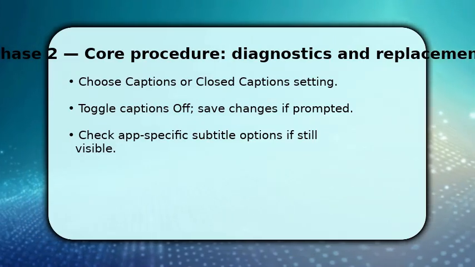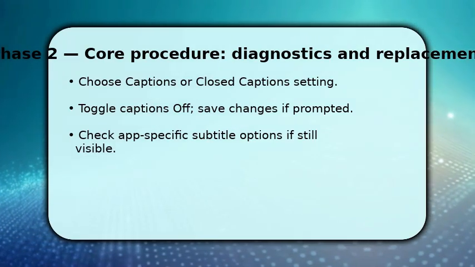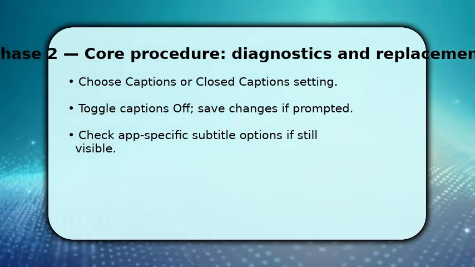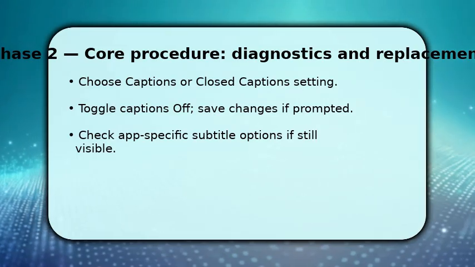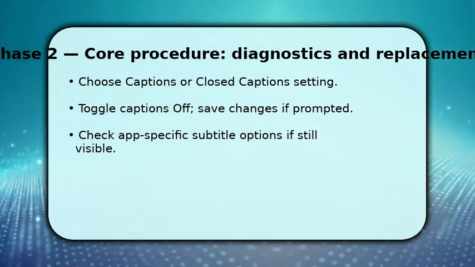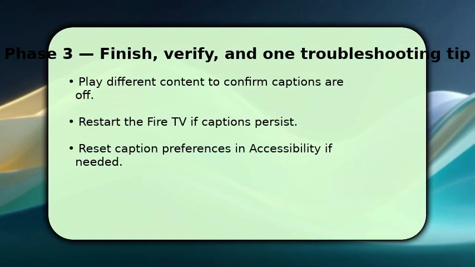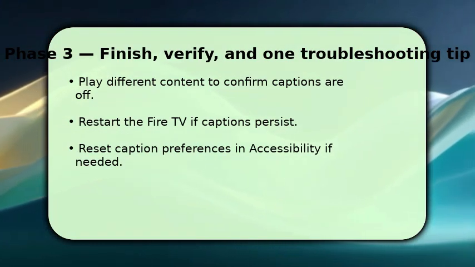If captions persist, open the video app's on-screen subtitle menu and turn subtitles off there, because app settings can override system defaults. Make sure to exit menus and play a video to verify that captions no longer appear. Finish by testing. Play content across apps to verify captions are off everywhere.